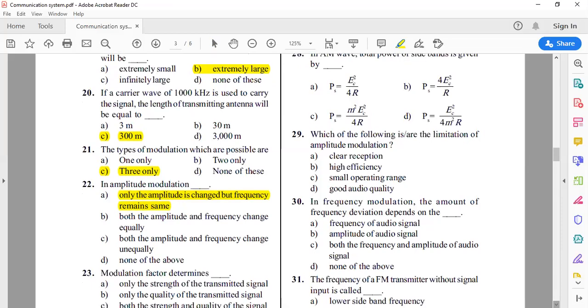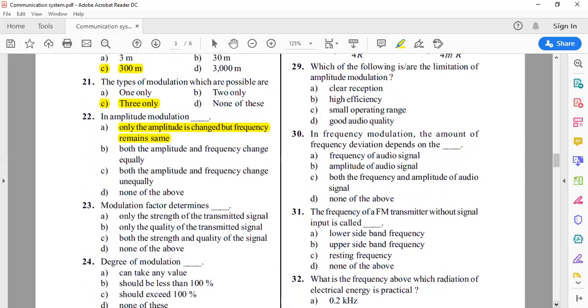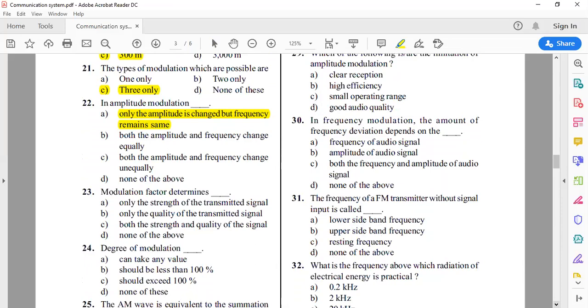Next one, question number 23. In question number 23, the modulation factor determines. There are four options: the strength of transmitted signal, quality of transmitted signal, third one both strength and quality of the signal. So this modulation factor determines both the strength and quality of the signal. So for question number 23, the correct option is option number C.